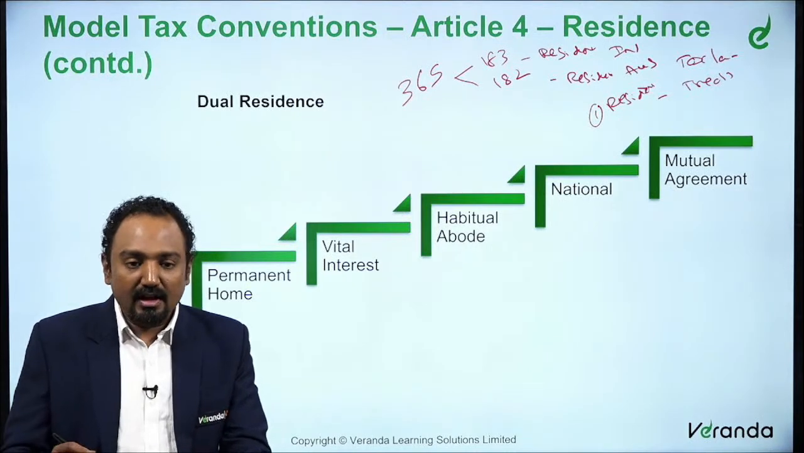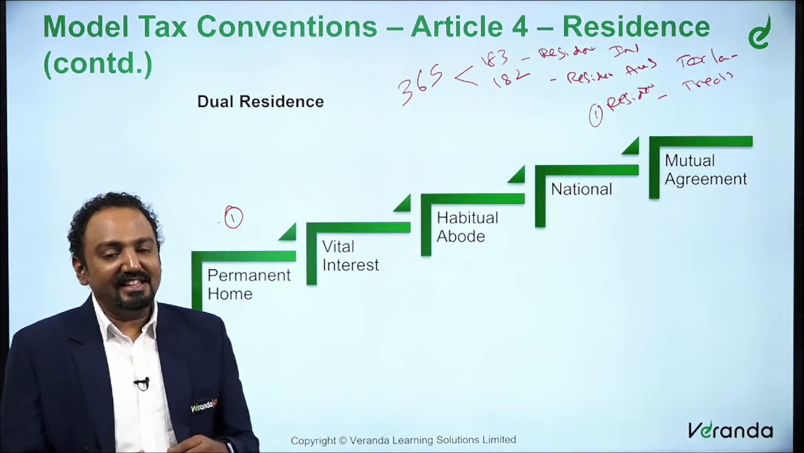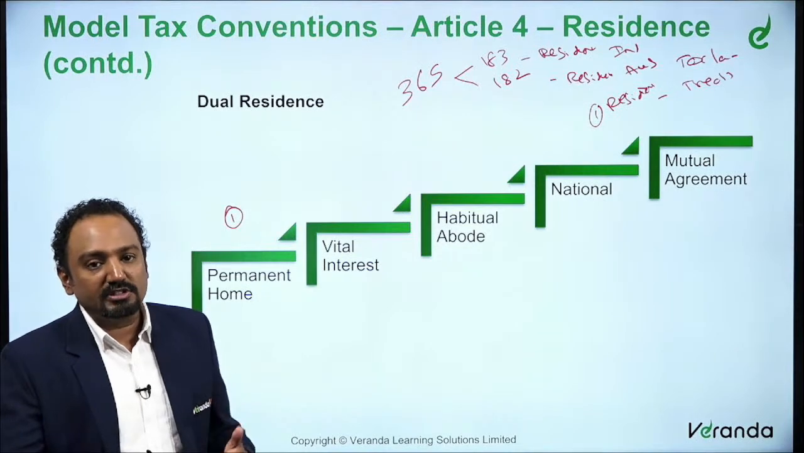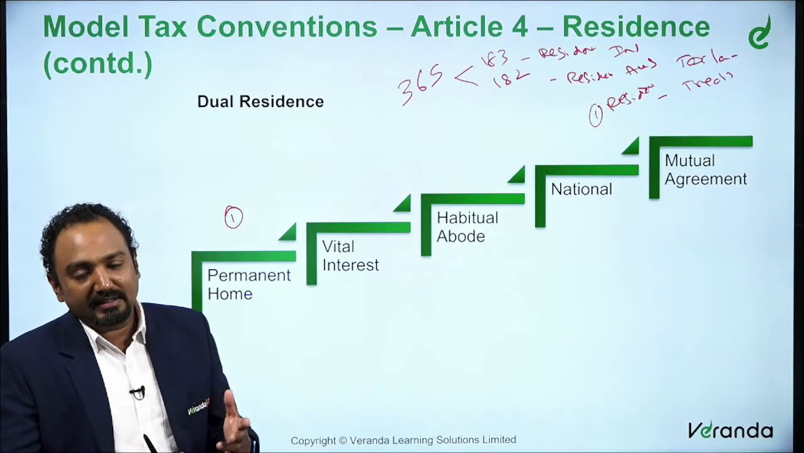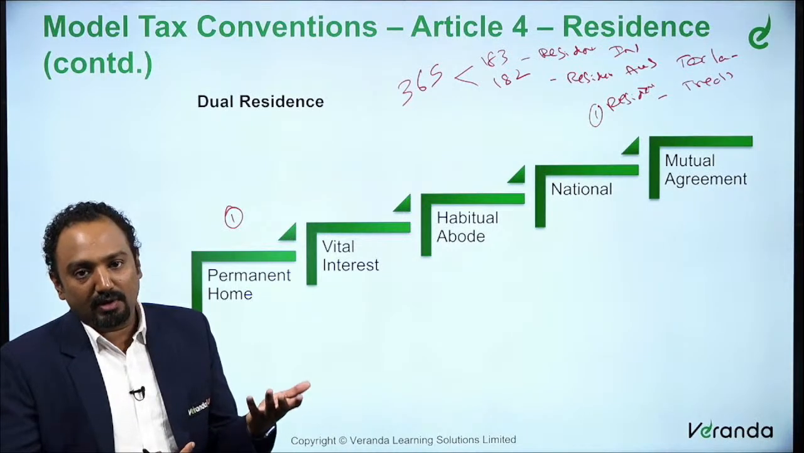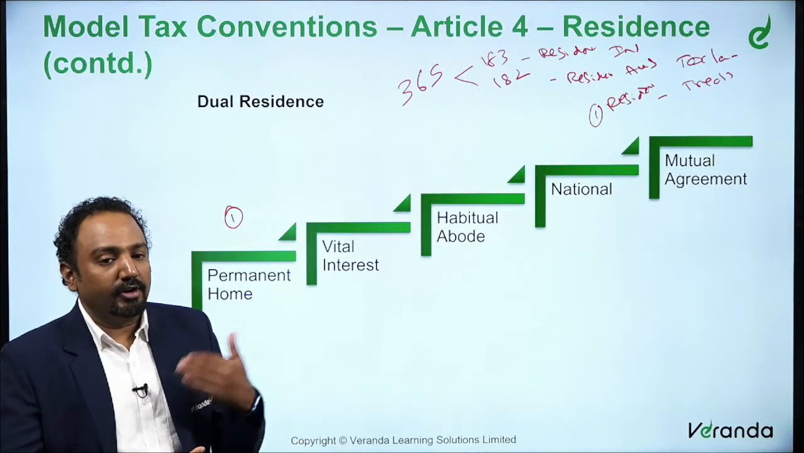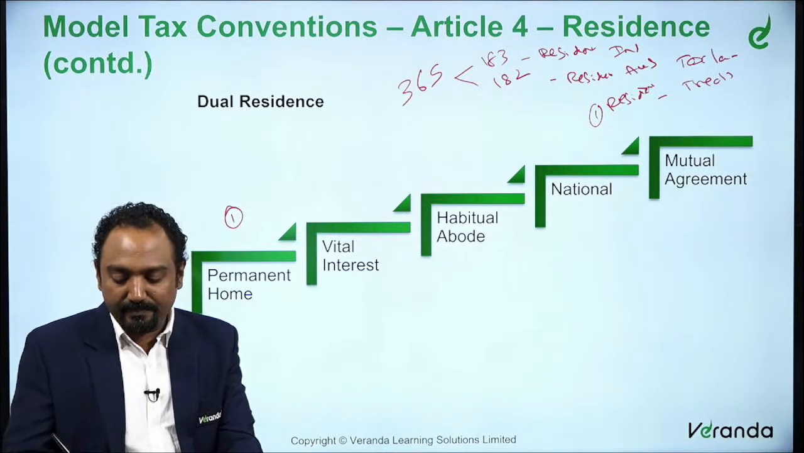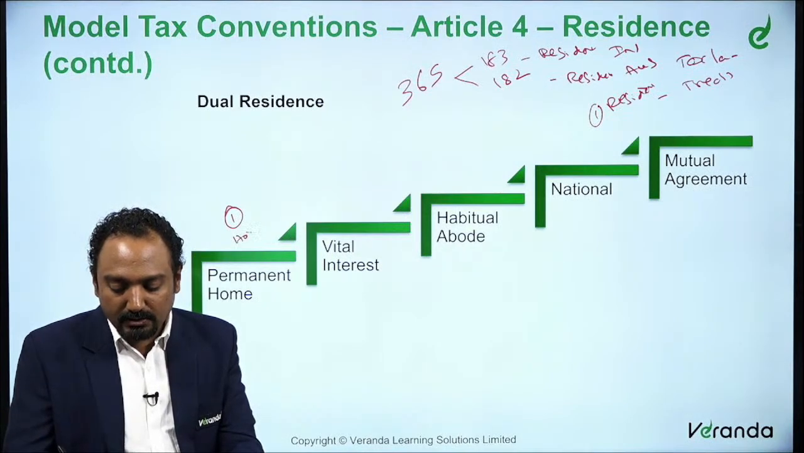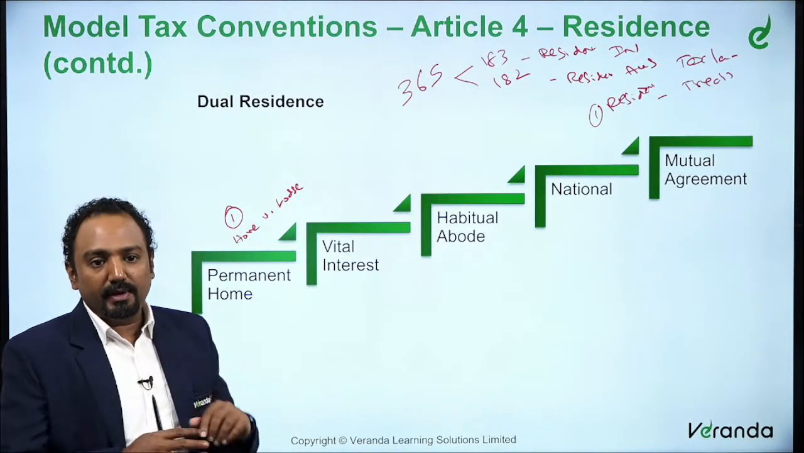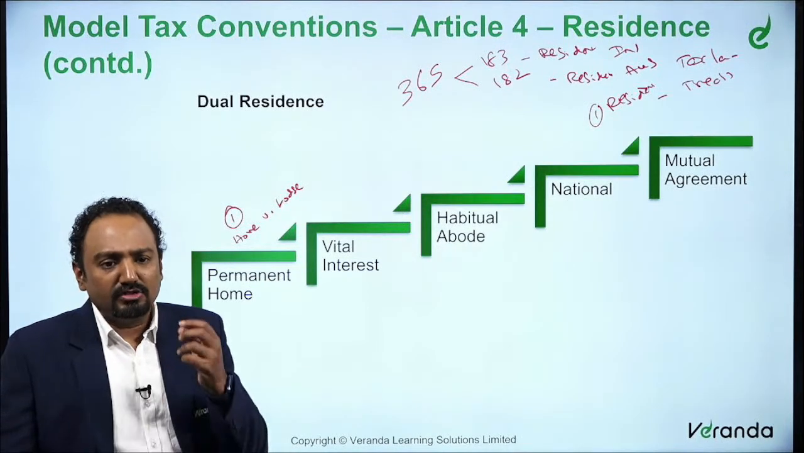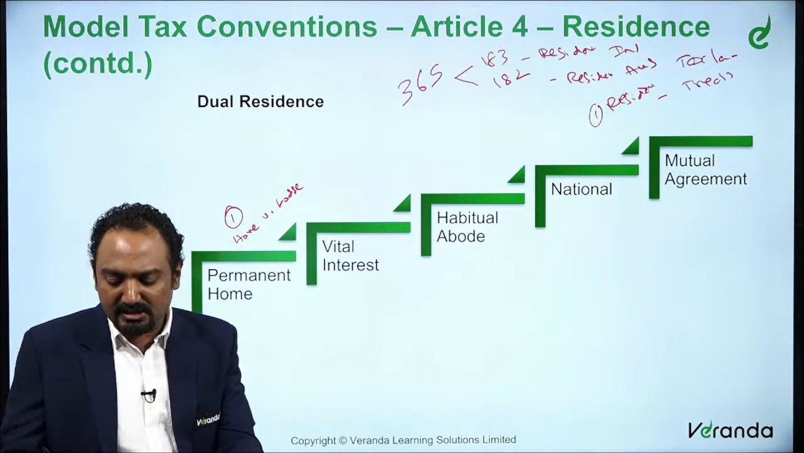Here, the first factor is to see where your permanent home is. Let's say you have a permanent home in India. In Australia, you go and stay only in hotels. In that case, when you are only staying in a lodging place in Australia and your permanent house is in India, you will automatically be called a resident here in India. So it is like home versus lodge. In one country you have a home, in the other you are only staying in a lodge or a temporary place, a guest house or something. So this is one of the criteria, that is, permanent home.